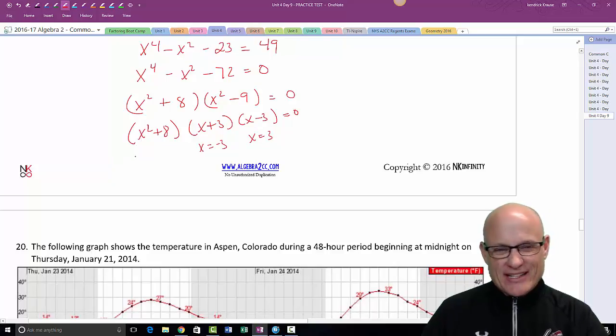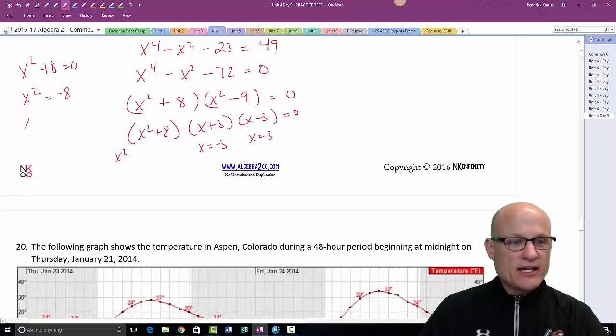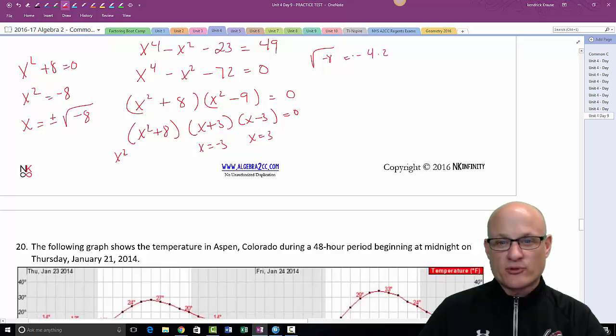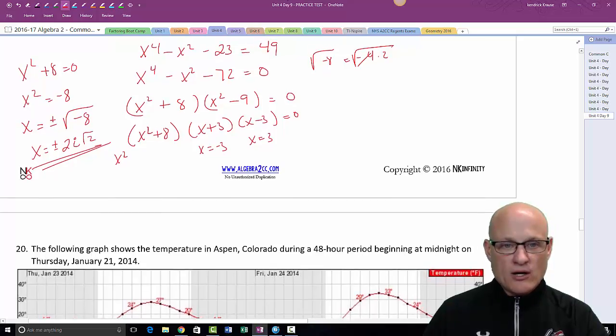This one I'm going to get x squared. Let me do it right here. X squared plus 8 equals 0. X squared equals negative 8. X equals plus or minus the square root of negative 8. But I know the square root of negative 8 is really negative 4 times 2, which is x equals plus or minus 2i square roots of 2. Wow, that is going to be weird.